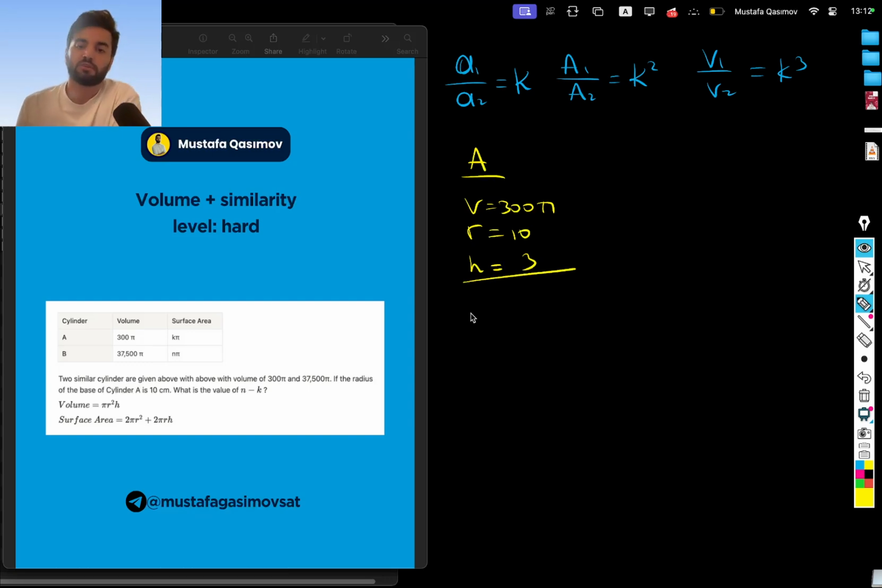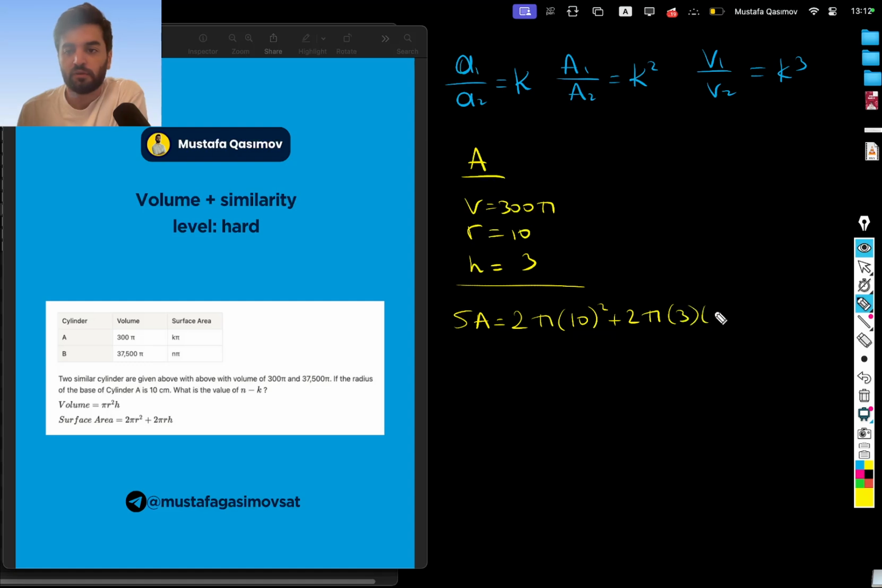Then we can find the surface area. Surface area is equal to 2 pi r square plus 2 pi r h. So from here we can say that it is equal to 260 pi. Then it asks what's the value of m minus k, so we need to find n.